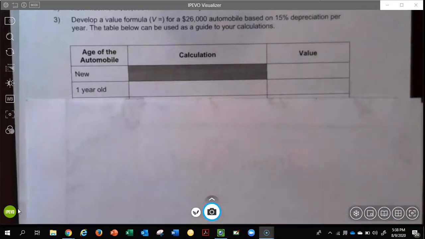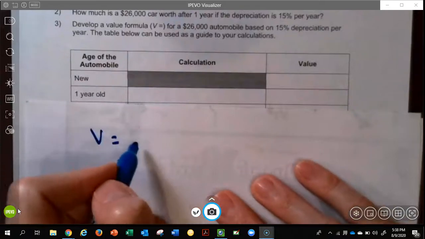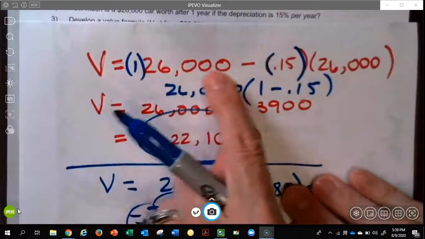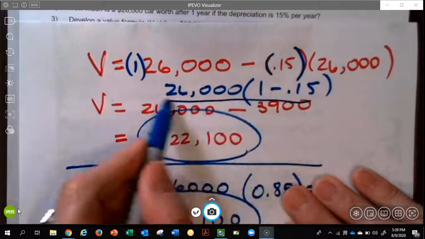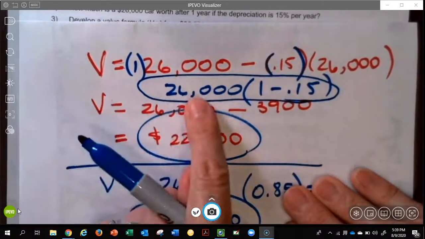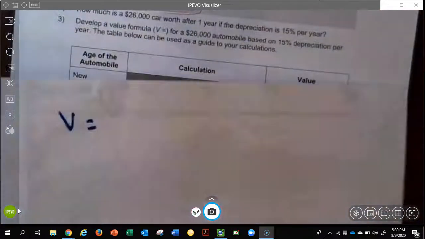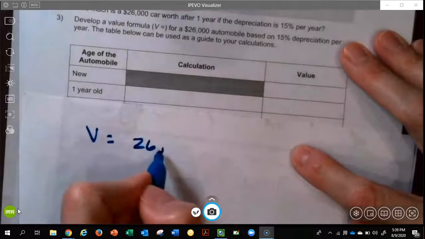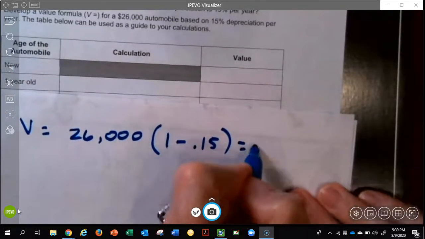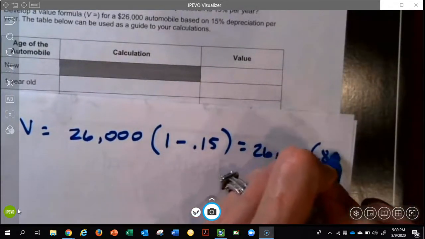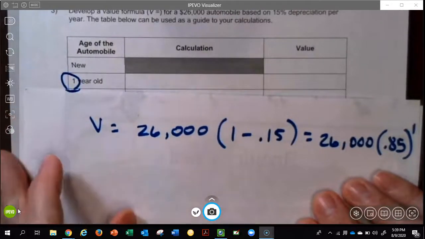So the calculation space for 1 year old, what we just did, our value, we started at, it's right here, we had the 26,000 minus a percentage of it. And that was our 3,900 and got this 22,100. But we came back and looked at it and said, if we factor out the 26,000 like we did in 19A, then we get the 1 minus the 0.15. Okay, so calculation, I can take my 26,000 and multiply it by the 1 minus the 0.15, which became 26,000 times 0.85, and that's actually to the first power because this was for year 1.